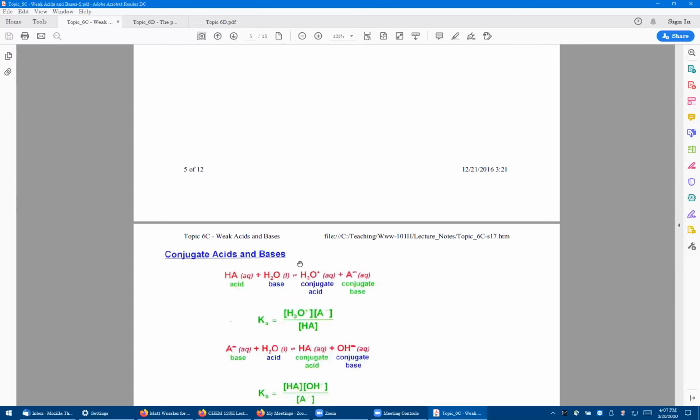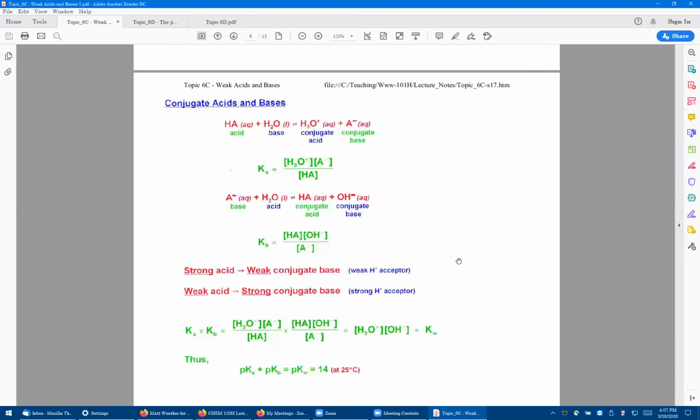So now we're going to go back to talking about something we brought up several times, and that's this whole concept of conjugate acids and bases. As we said, the conjugate acid of a weak base is the acid that forms when the weak base accepts a proton. A conjugate base is what's left when a conjugate acid loses a proton.